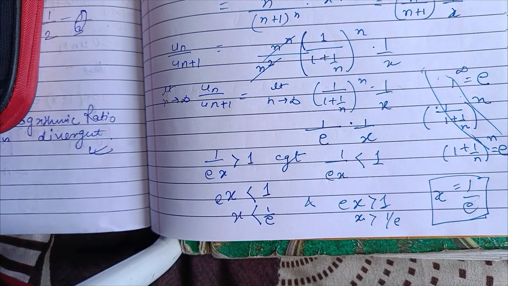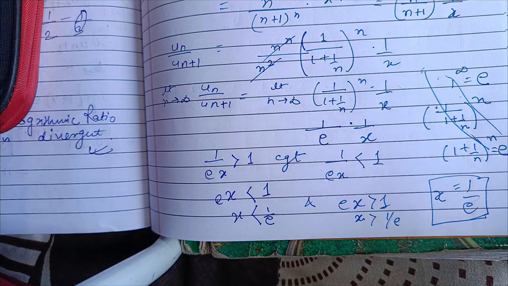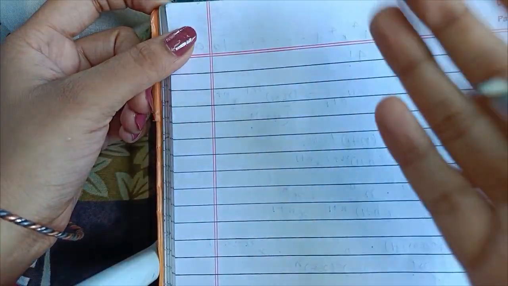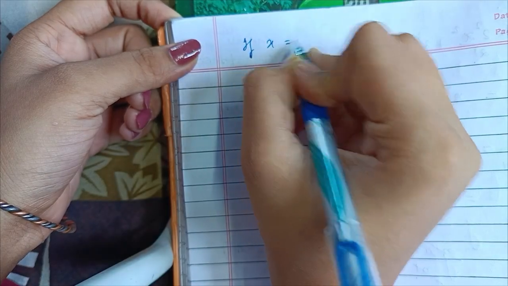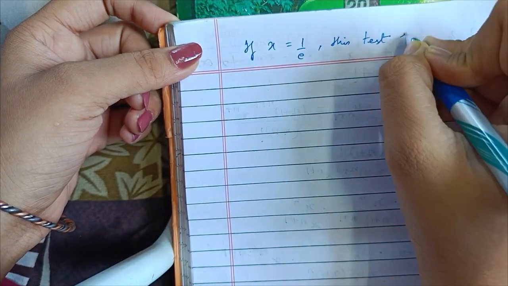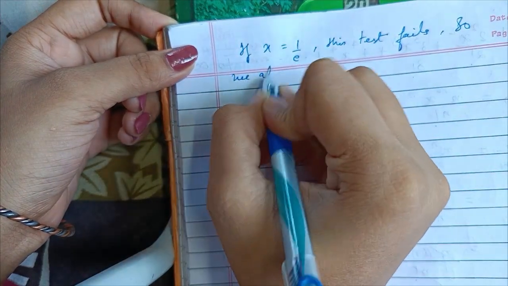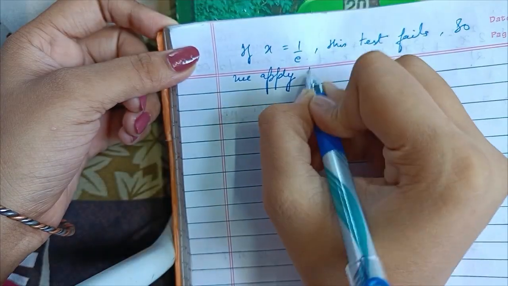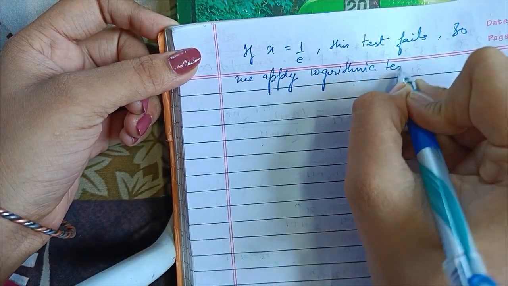So in this case you can apply Raabe's test for your choice, as we are dealing with the logarithmic test. So I am solving via the logarithmic test. I've written the two cases on the previous page. Here I am writing if x is equal to 1 by e, this test fails. So we apply the logarithmic test.